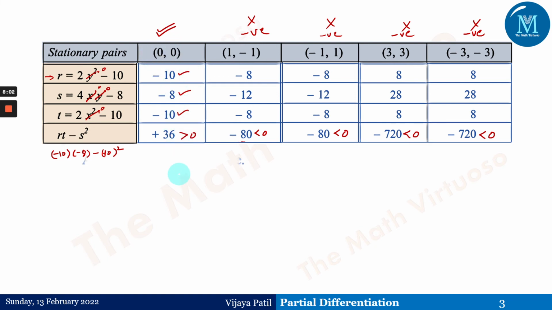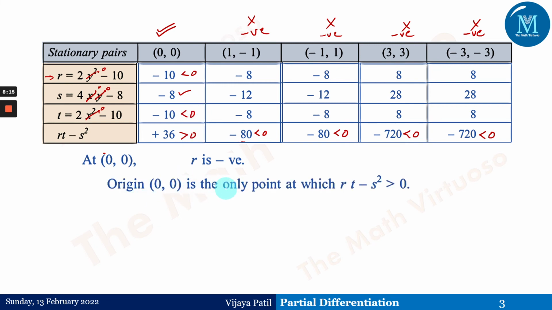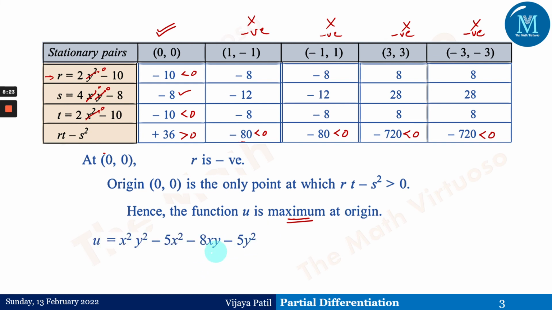Now we have to check what it is. At this particular point 0, 0, if you observe, R is negative, so R is less than 0. Similarly, you can check T is also less than 0. That means the origin 0, 0 is the only point at which RT minus S square is greater than 0, and hence the function is maximum at the origin. So what's the value of this? If you observe, u equals x square, so this is the function being given to us.